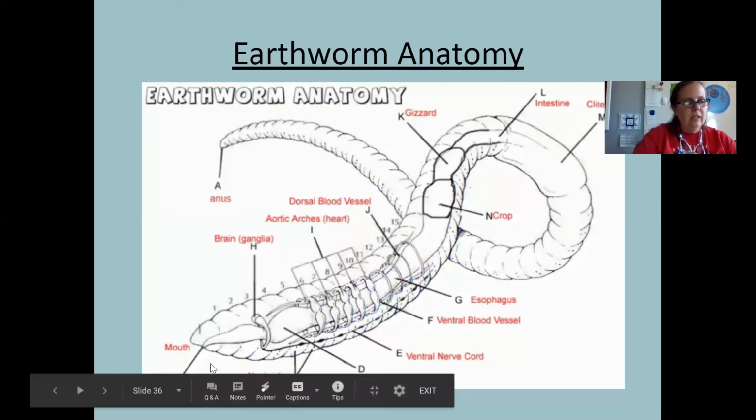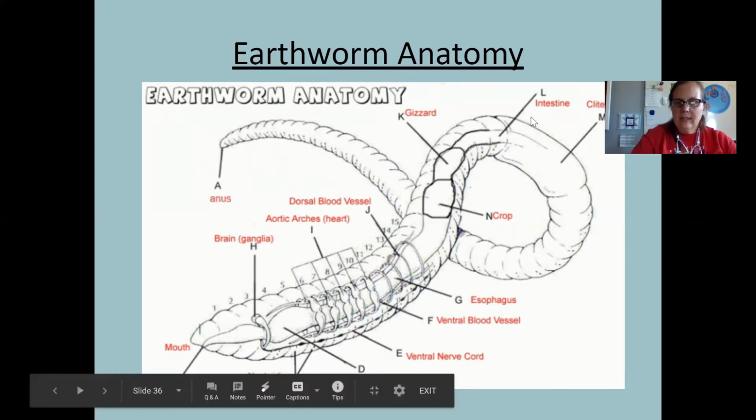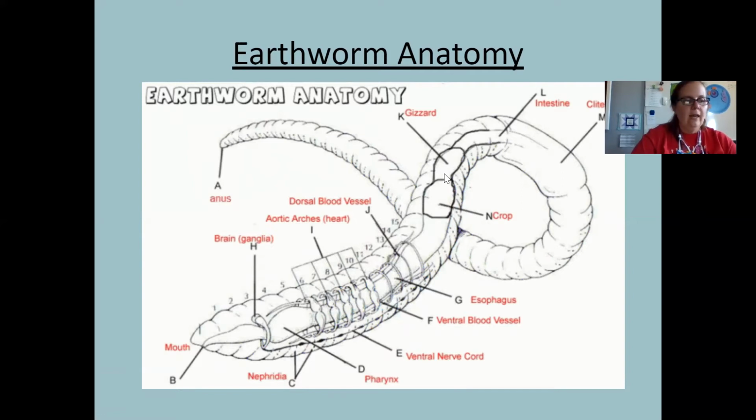This one right down at the bottom is obviously the mouth, and if you follow it all the way down, there is an anus, so this has two openings. The digestive tract goes from the mouth to the anus, and there is a pharynx, then an esophagus, then a crop and a gizzard, which are part of the digestion process, and then there's an intestine which runs the rest of the segments through to the anus.